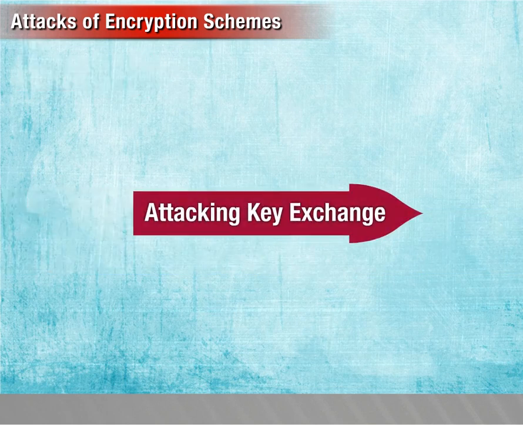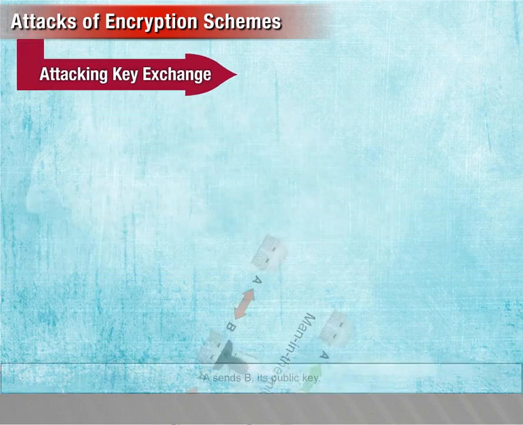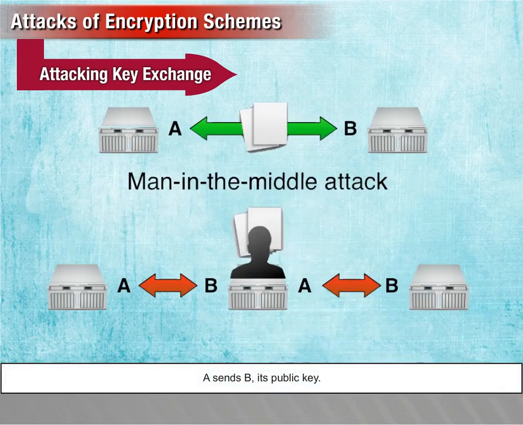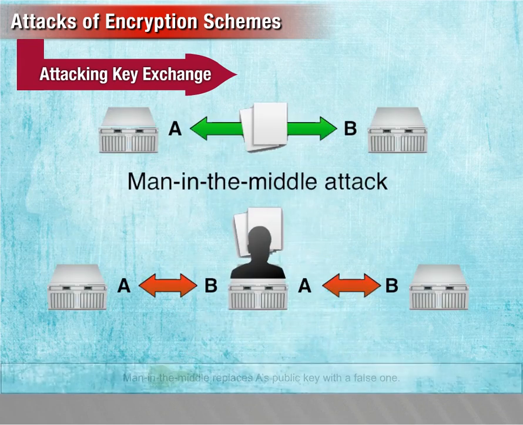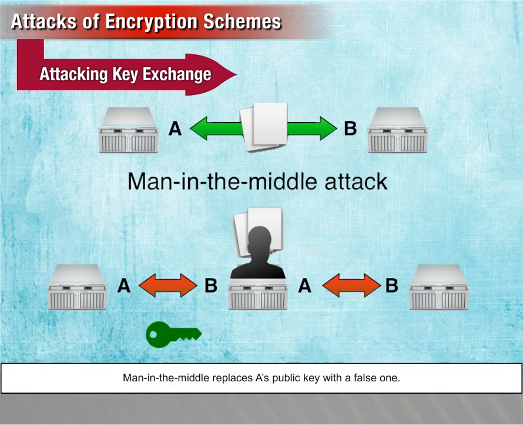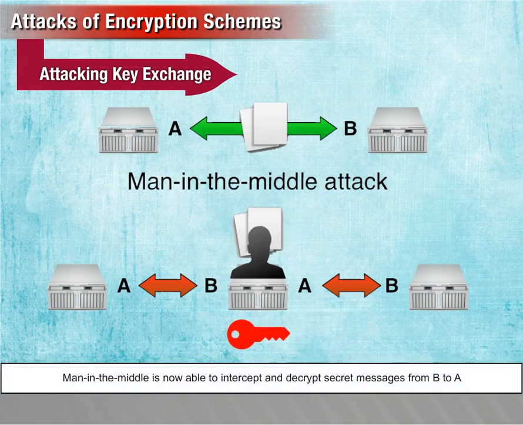Attacking key exchange. A sends B its public key. A man in the middle replaces A's public key with a false one. The man in the middle is now able to intercept and decrypt secret messages from B to A.